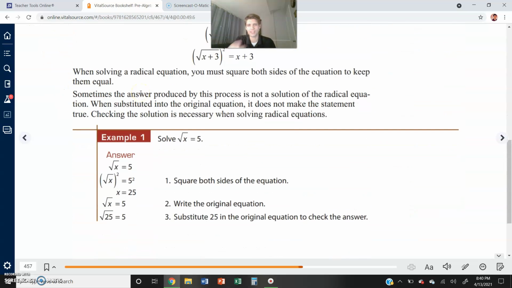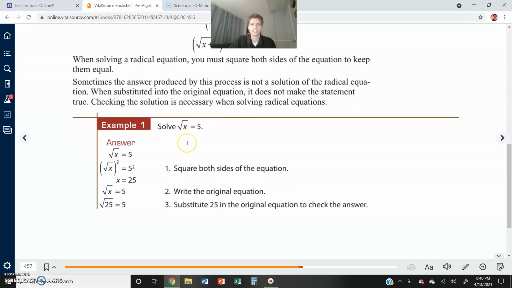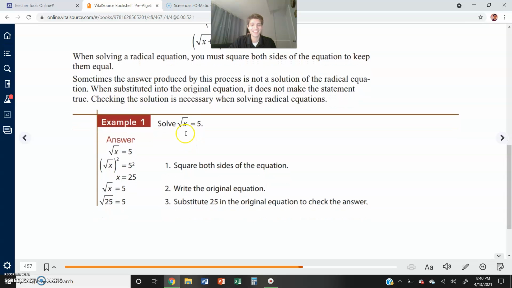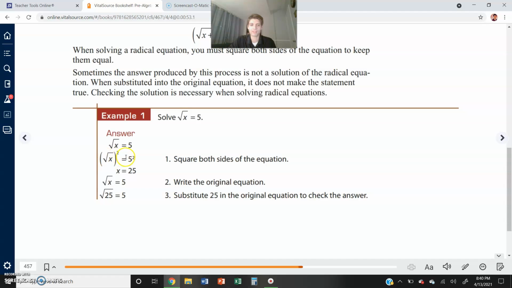Remember, we would do inverse operation. So here, do we have x all by itself? Technically, no, because we have this radicand, this radical. So we have to get that to go away. How do we get it to go away? The inverse operation. What's the opposite of a square root? It's a square. So we have to square both sides. We have to keep it balanced. We have to keep it even.